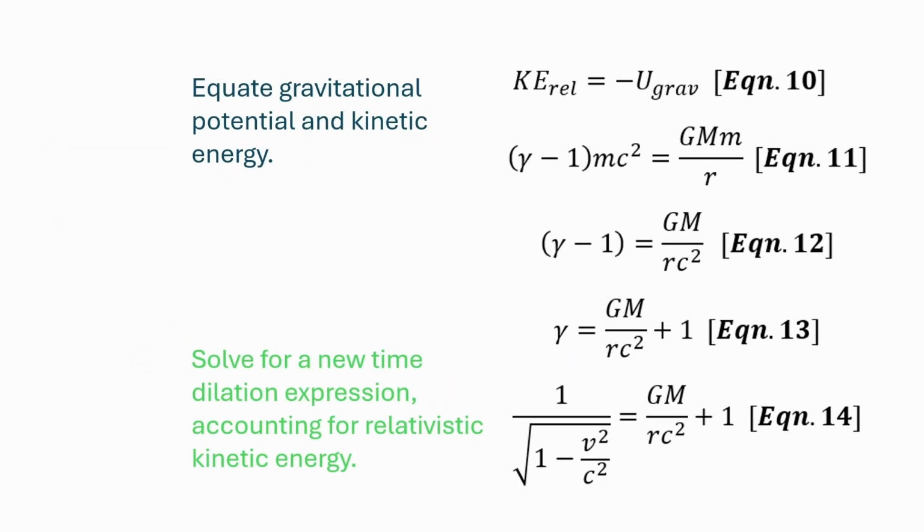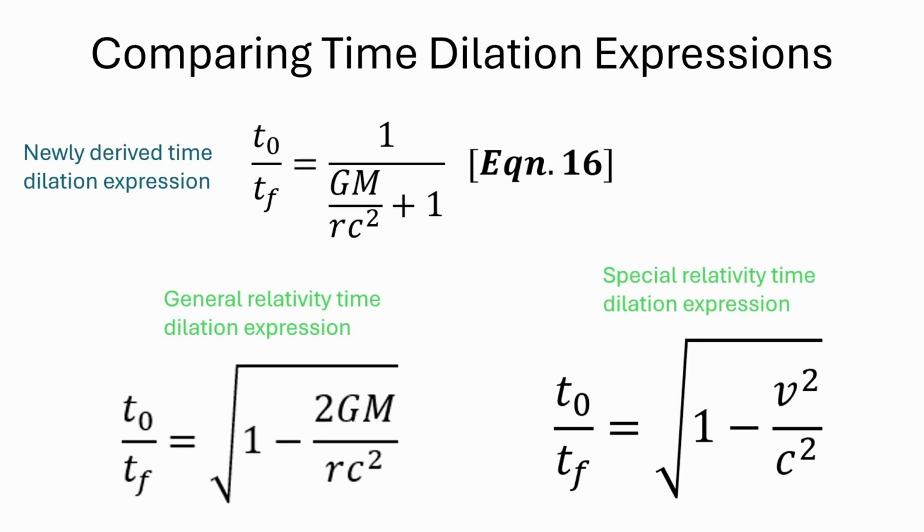Anyway, we put an equality between the gravitational potential and the relativistic kinetic energy, and then we solve for a time dilation factor in equation 14. But there we go. We got a new expression for time dilation under gravity. And equation 16 is another way to express it. And we can also compare it with the old time dilation expression shown earlier.